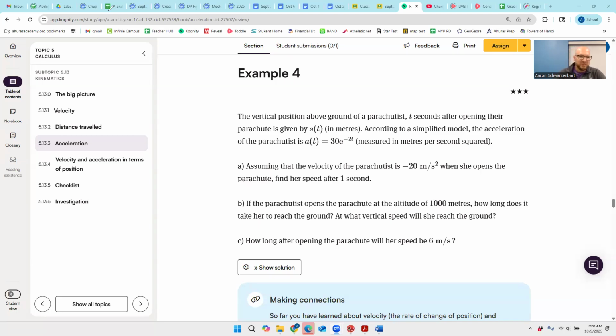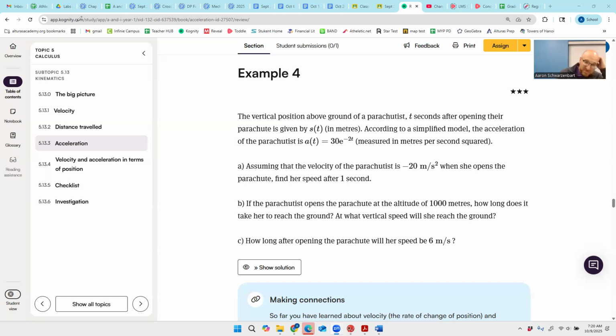Okay, we're finishing up acceleration and then we'll go to velocity and acceleration in terms of position. So here we have a vertical position above the ground of a parachutist, t seconds after opening the parachute, given by s of t. According to a simplified model, the acceleration of the parachutist is 30 e to the negative 2t. Assuming the velocity of the parachutist is negative 20 meters per second when she opens the parachute, find her speed after 1 second.